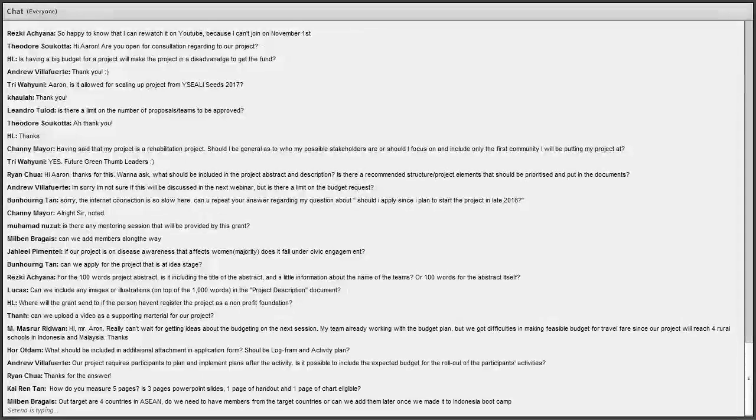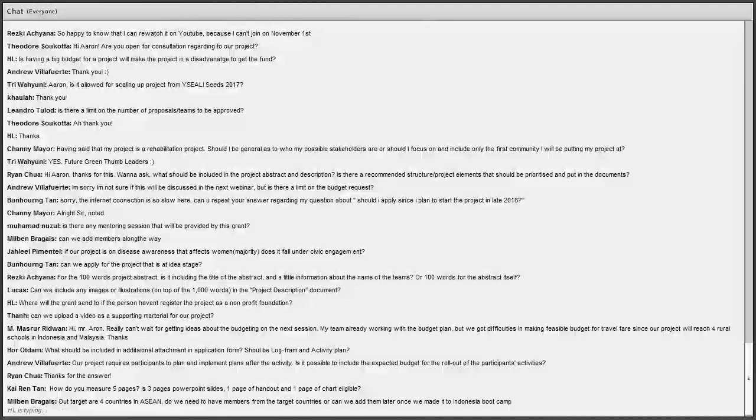Milben asked, can we add members along the way? Certainly. The 3 should be from the start, but then along the way you may see that your project's growing. That is a great thing. We want you to add members at that point. If something is about disease awareness that affects women majority, does this fall under civic engagement? Certainly, Jaleel.